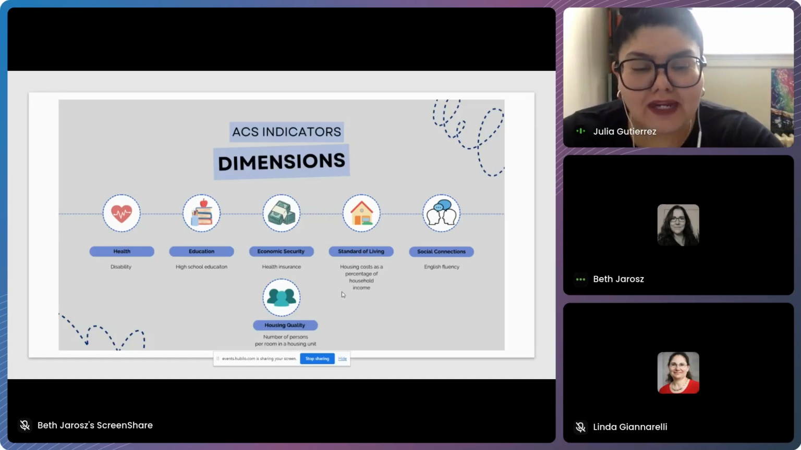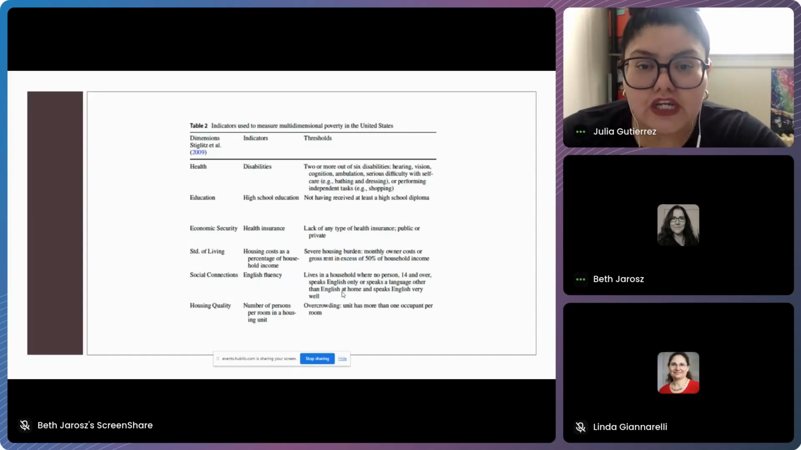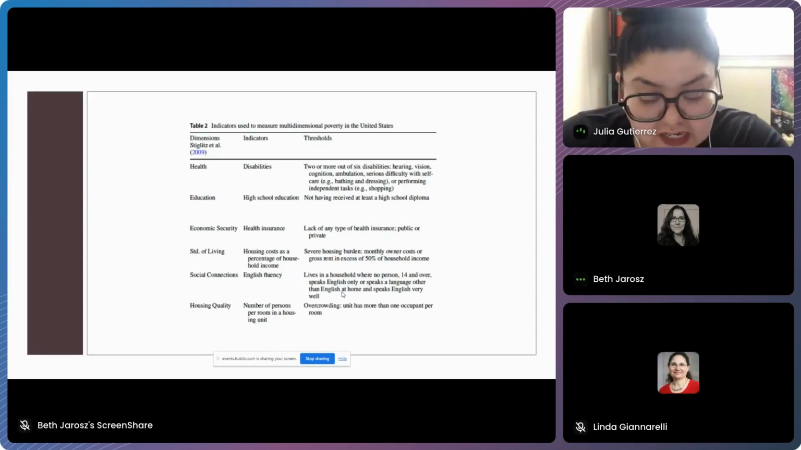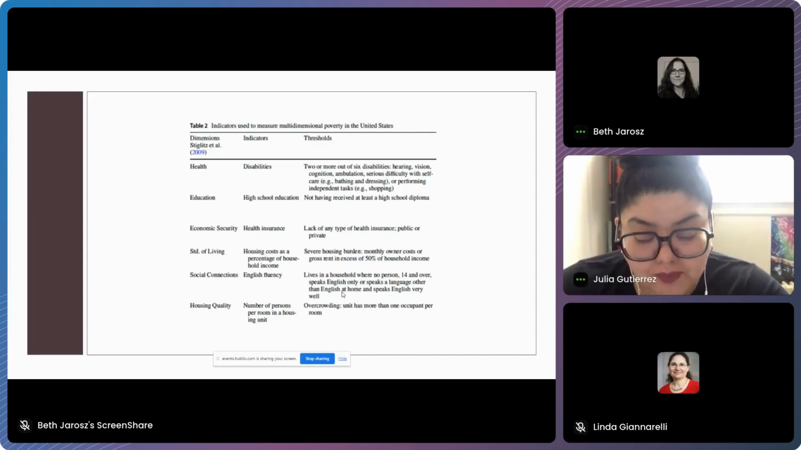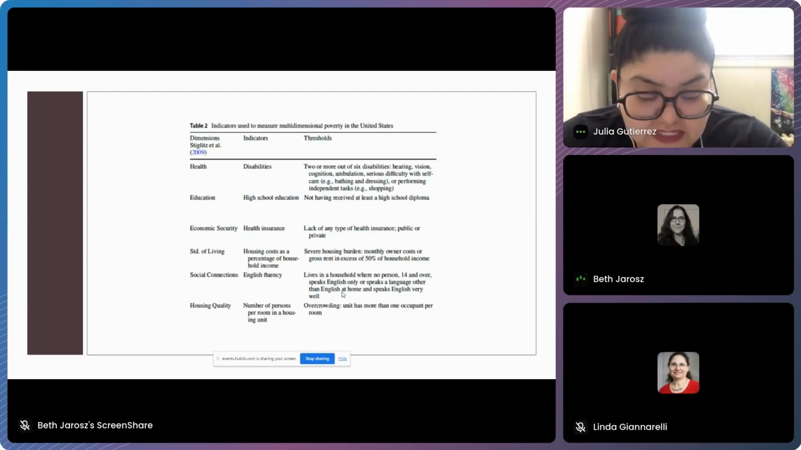And then on my next slide, I have the thresholds for how these are usually measured. So in health, someone is considered deprived under the health dimension if 2 or more out of the 6 disabilities of hearing, vision, cognition, ambulation are present.